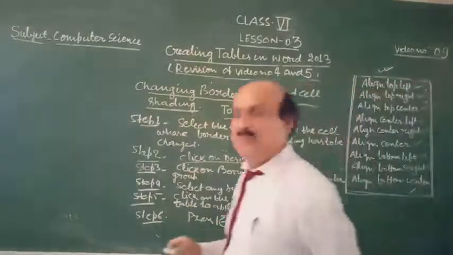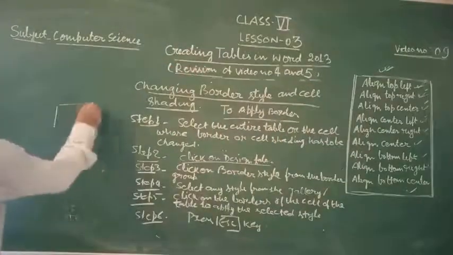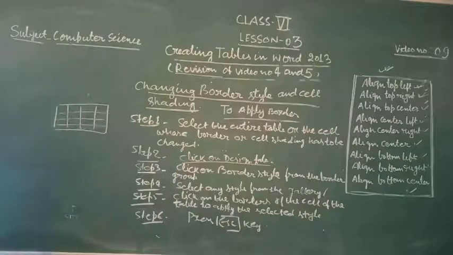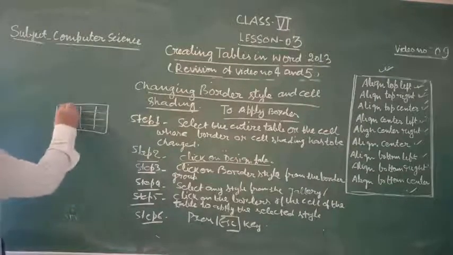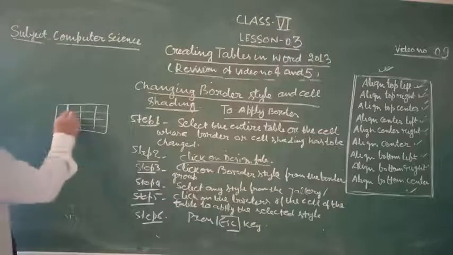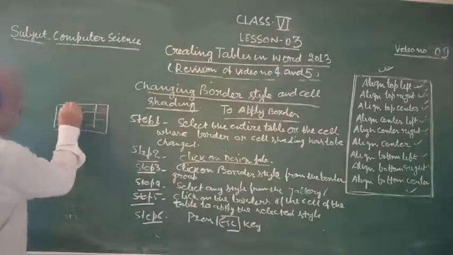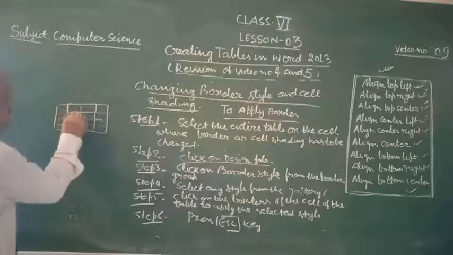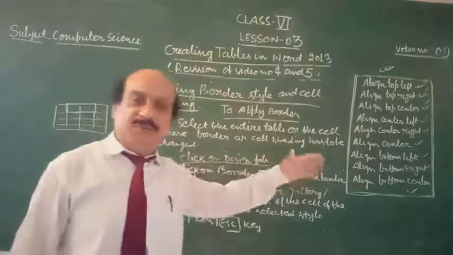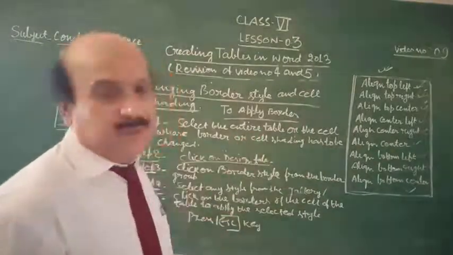Whenever you have selected, take step 5: click on the borders of the cell where we have to apply the cell border. First of all, click on the border of the cell of the table to apply the selected style. Then you will see the border style of this cell change according to the option which you have selected. This is the border style.